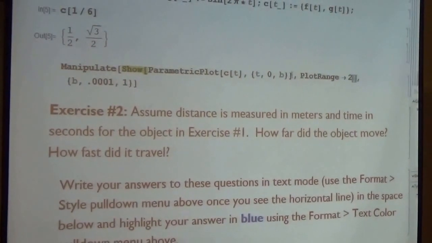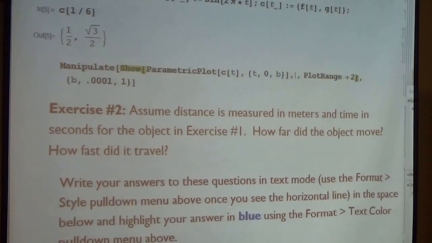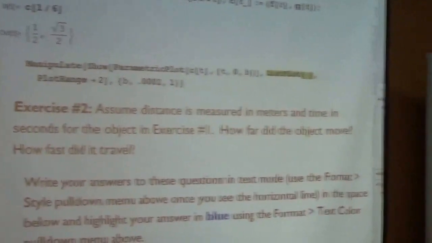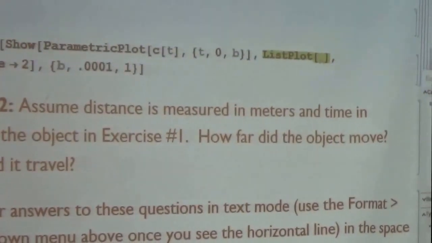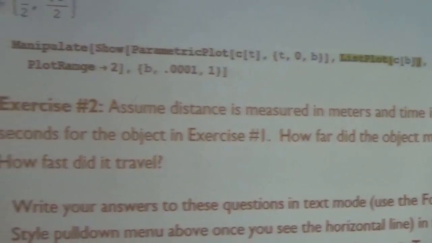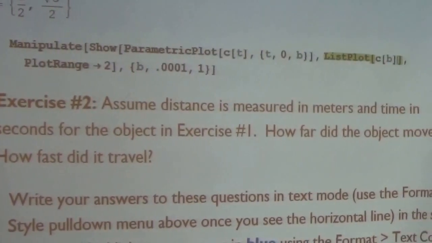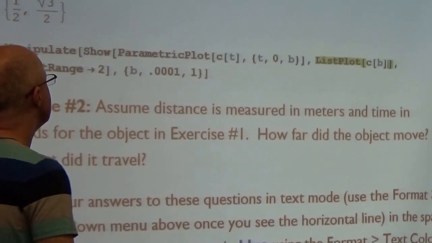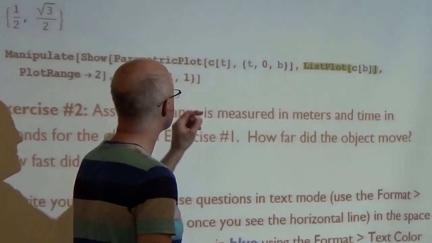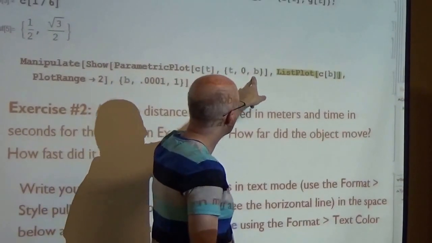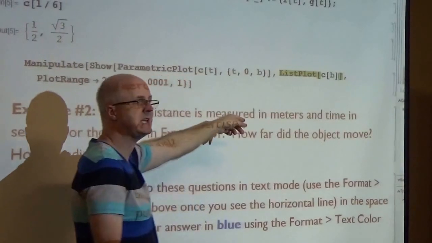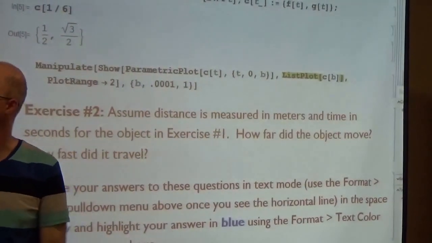I also want to put the ListPlot in here. I can either put it before or after the ParametricPlot. It doesn't matter in this case. ListPlot plots points as dots. If I just type C of B in here, it will plot that dot as B changes. You want C of B, not C of T, because you want the dot to move as B changes. T varies over an entire interval. You want the point to move as B changes, so you need to put a B inside there.